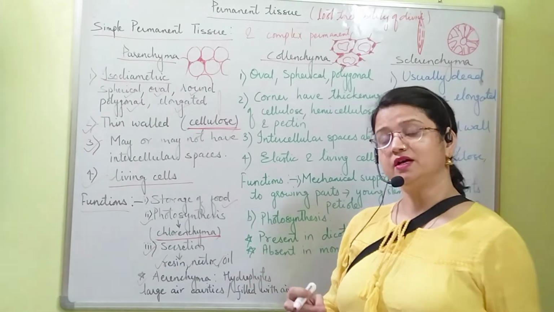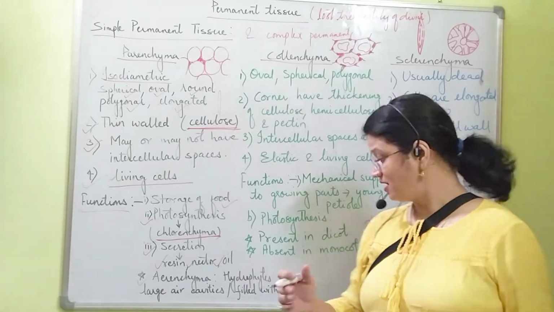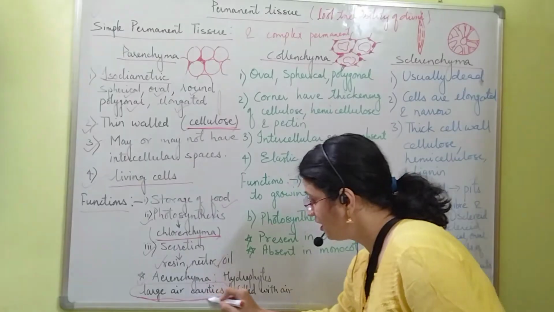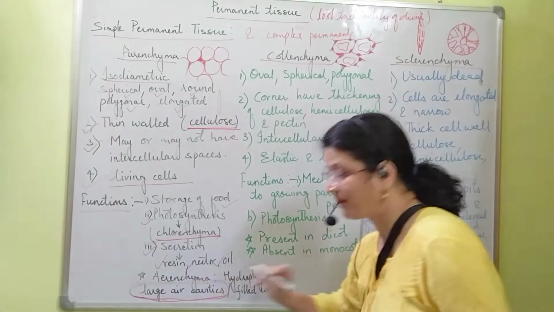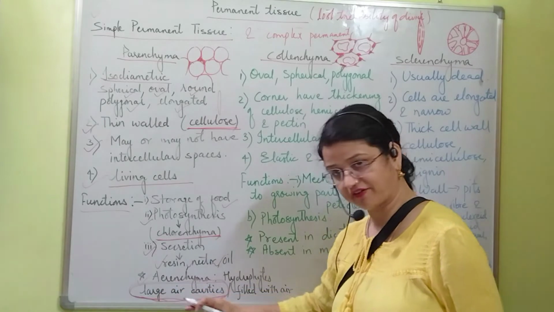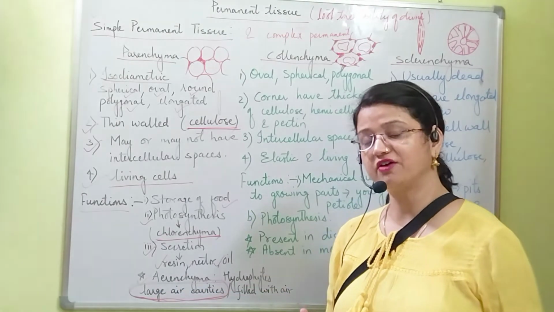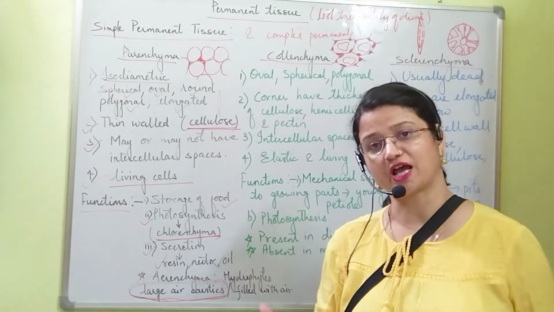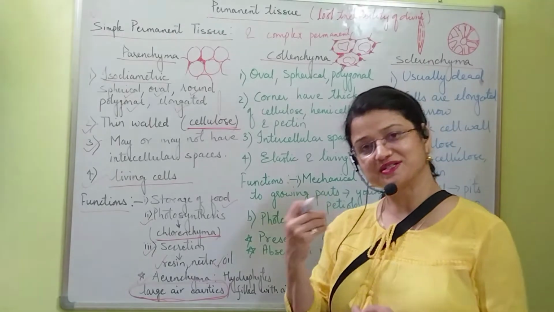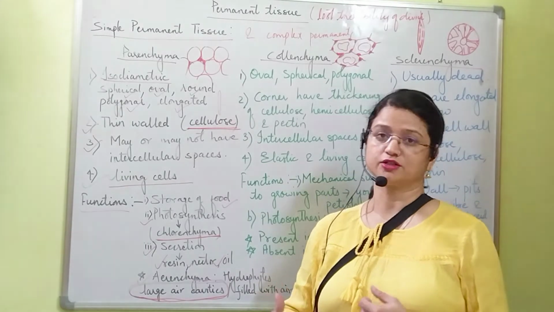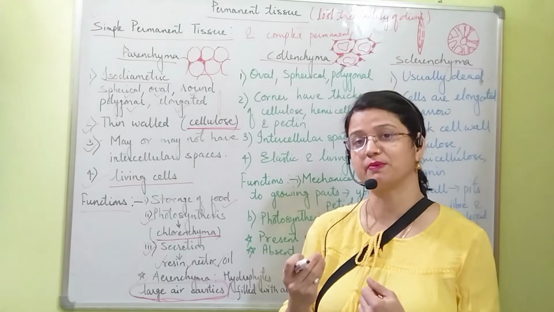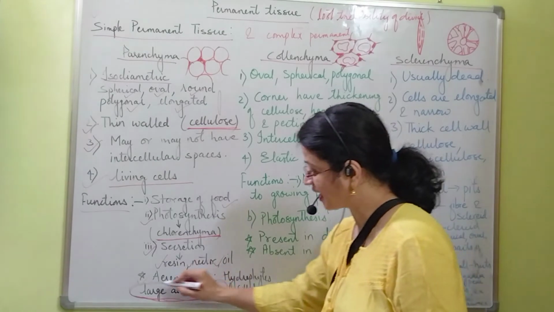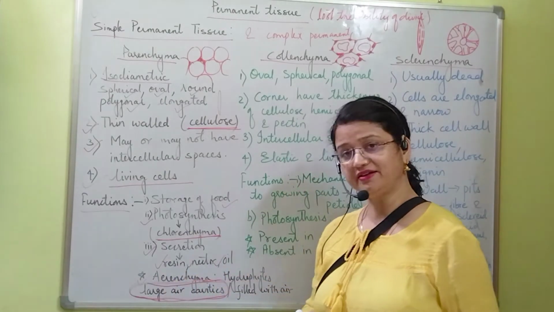In hydrophytes, meaning those plants which live in water, the parenchymatous cells have large air cavities. Just remember, this gives buoyancy to the plant and the plant will be able to float. Such parenchymatous cells present in hydrophytes help in providing buoyancy, help the plant to float, and also help in gaseous exchange. That type of parenchymatous cell will be called aerenchyma.